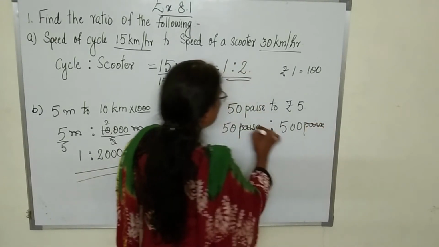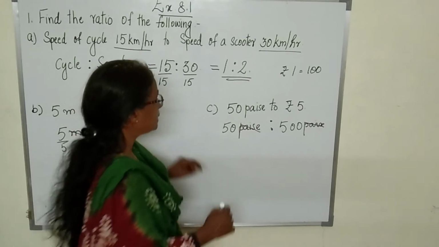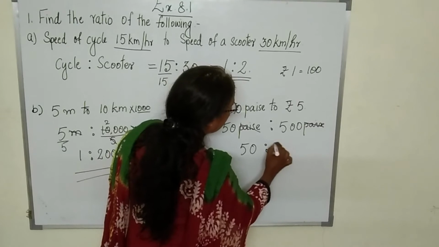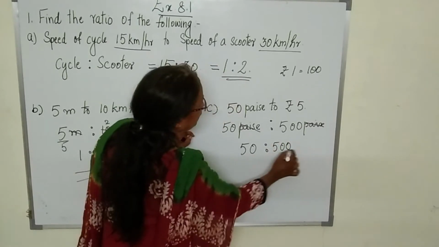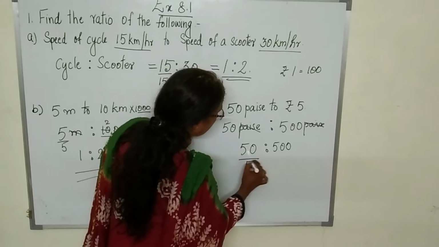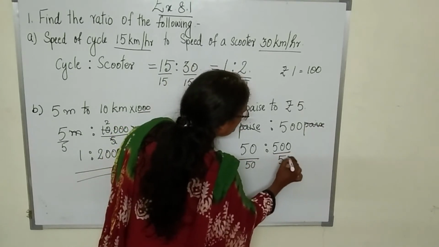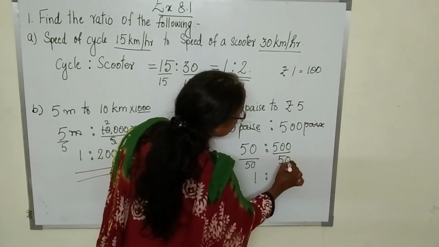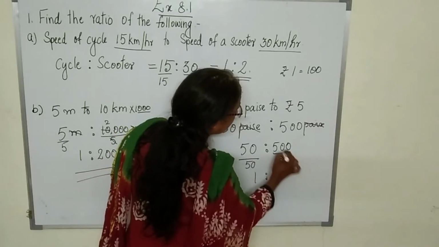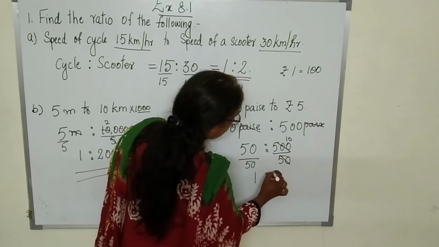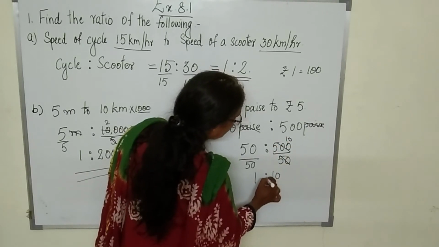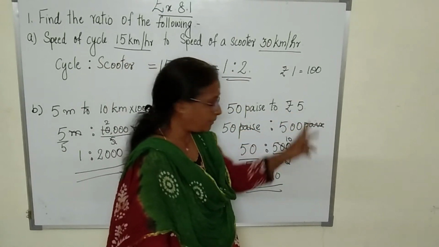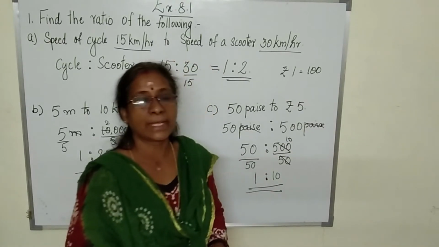So as usual we cancel the units. So we get 50 is to 500. Both are divisible by 50. So here we get 1 is to, when we do this cancellation, what do you get? 50 into 10. So 1:10. So the ratio of 50 paisa to rupees 5 is 1:10.